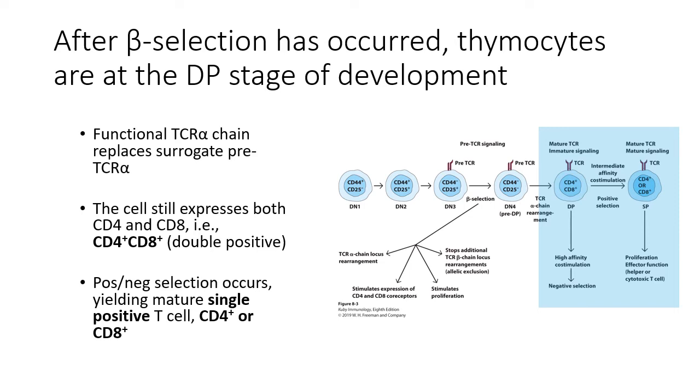Okay, so this last part over here is progressing from our double negative cells to our double positive cells. Once you get that expression of a real alpha chain, it replaces that temporary placeholder alpha chain. You get a fully functioning, mature T cell receptor. Yay, you did your genetic recombination correctly. This signals the cells to start producing both CD4 and CD8, and those cells are now known as double positive cells.